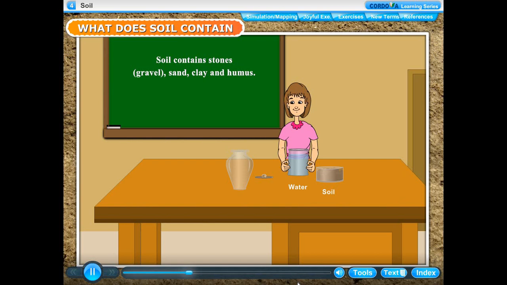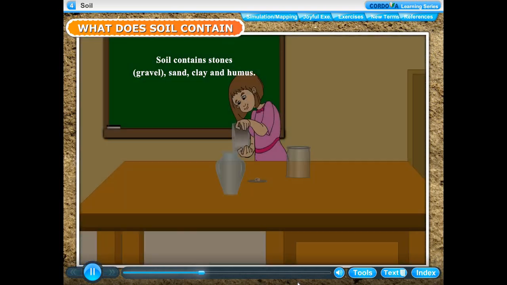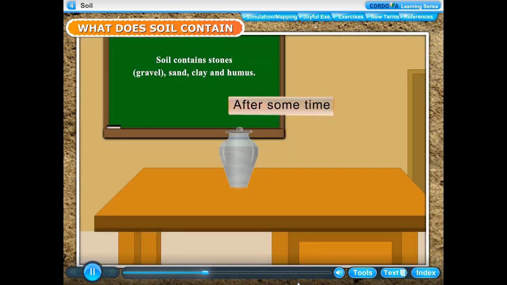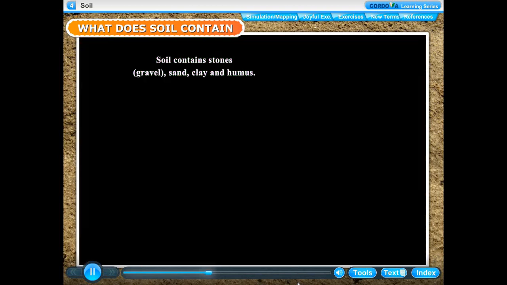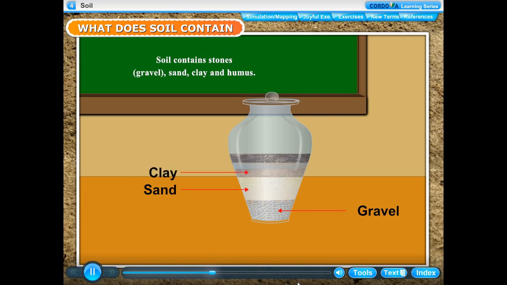What does soil contain? Soil contains stones, gravel, sand, clay, and humus. Take some soil from a garden. Put the soil in a glass jar. Fill the jar with water. Cover it with a lid and shake it well. Leave it undisturbed. At the bottom of the jar, we see a layer of gravel.